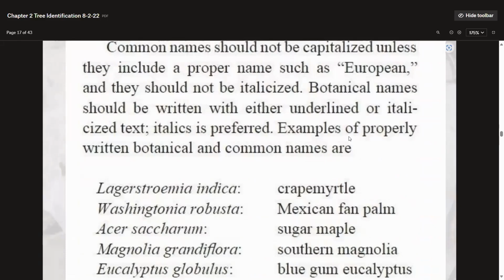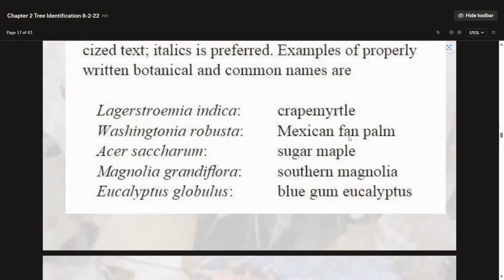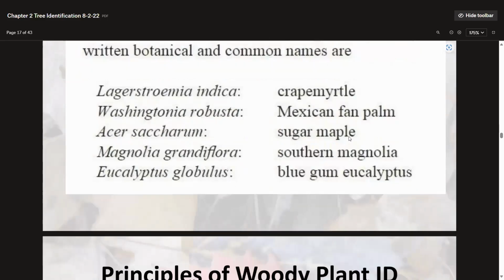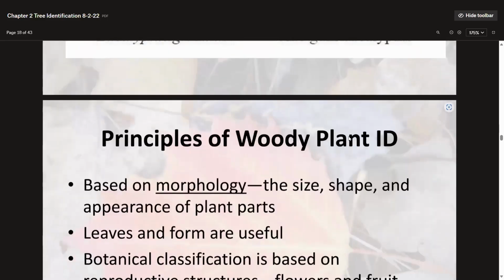Common names should not be capitalized, like I said earlier, unless they include a proper name, such as European, right? And they should not be italicized. Botanical names should be written with either underlined or italicized text. Italics is preferred. Examples of properly written botanical and common names are, and you can look at that list below, okay? There's your common name and your botanical name, all right, with each one beside it. Okay, so Magnolia grandiflora is a southern magnolia, right? That's how it works. And it's the same all over the world for that. Magnolia grandiflora. Beautiful trees.